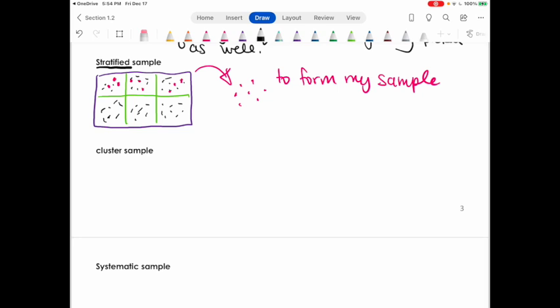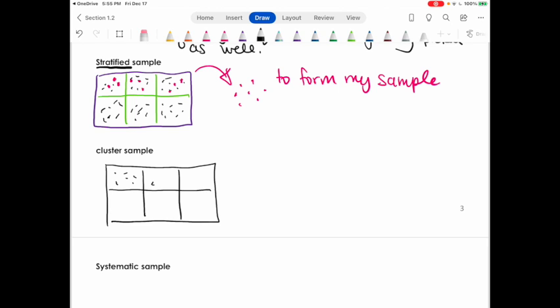Okay, a cluster sample is when you divide the population into groups, but then you randomly select the whole group. So let's say again, I have an entire population and I split it up into 6 groups again. So in each of my groups, I have my individuals that are split up into categories.